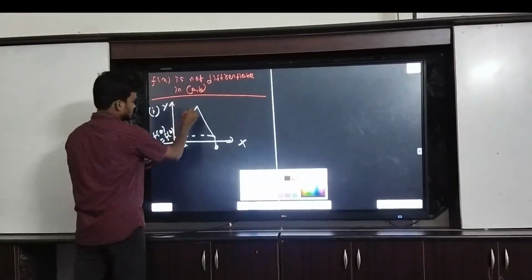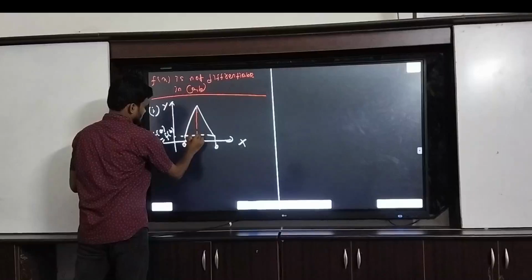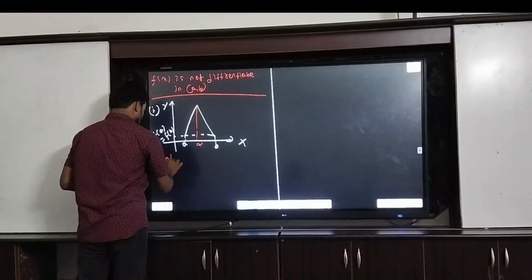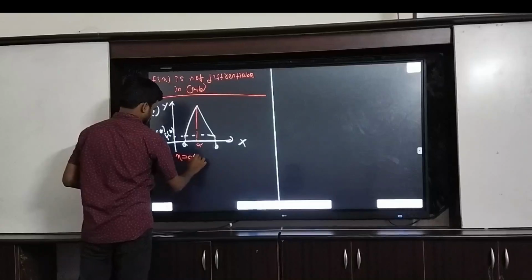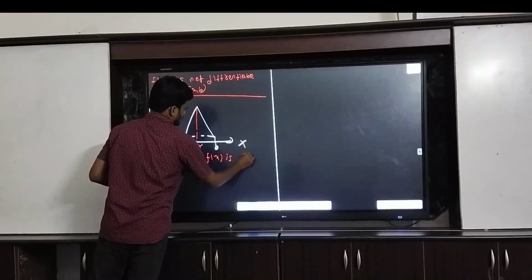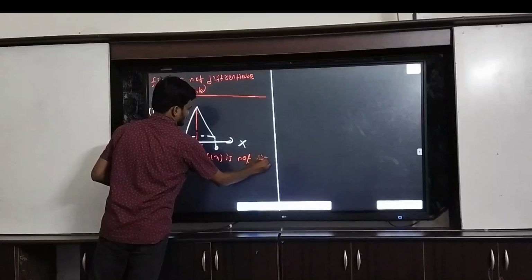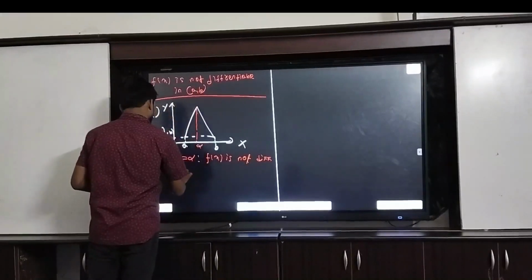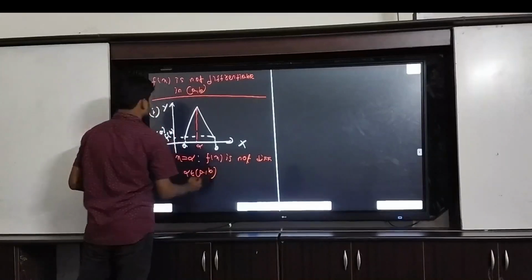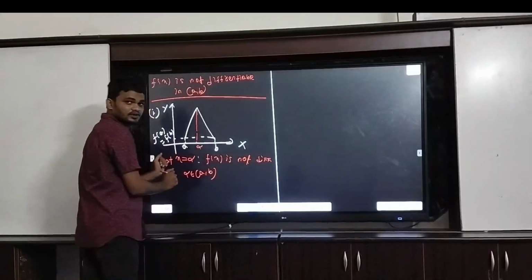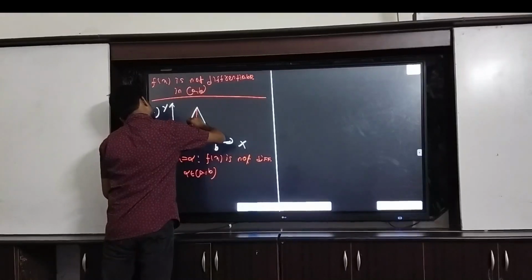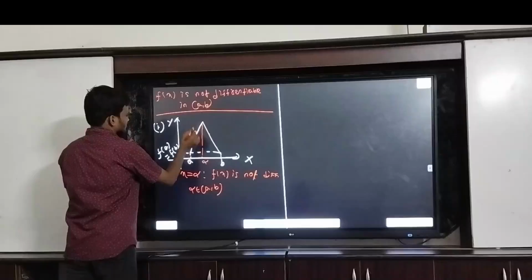Here we can see, suppose this coordinate is alpha. At x is equal to alpha, f of x is not differentiable, right? And alpha lies in the open interval. So f of x is not differentiable in the open interval. Also, if you plot a tangent at this point, this is your tangent.